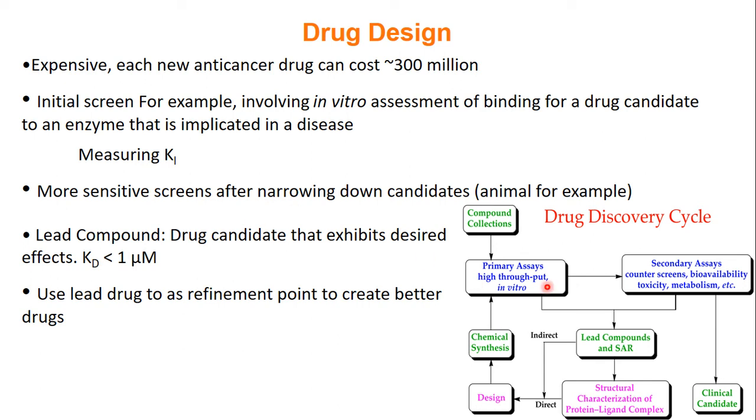With that lead compound, you can refine it to make new drugs that hopefully bind even better. You can synthesize these drugs and you just repeat. So drug discovery is usually a cyclic process until you eventually get to clinical trials, which we'll talk about later in this video.